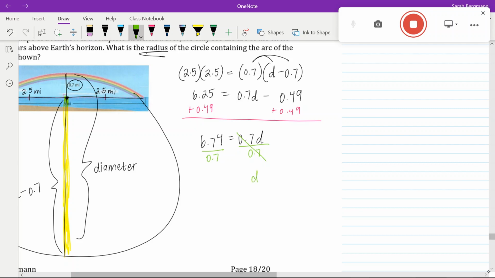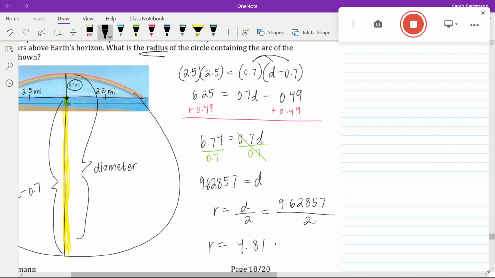So we get d is equal to, you'll have to plug into your calculator, 6.74 divided by 0.7. It'll give you a non-repeating decimal. It's like 9.62857 or so. Once you find the diameter, we know that the radius is equal to the diameter divided by 2. So it's 9.62857 divided by 2. You can just go ahead and click divide by 2 on your calculator. And you should get that the radius is equal to about 4.81 miles.